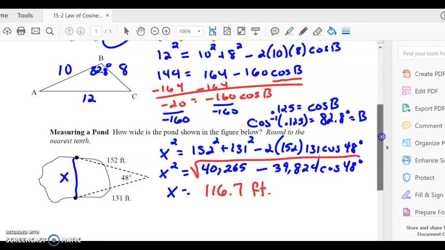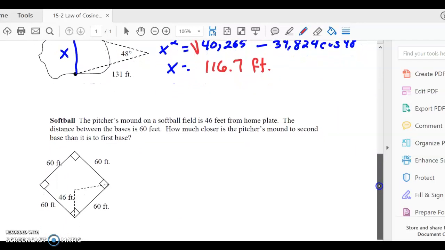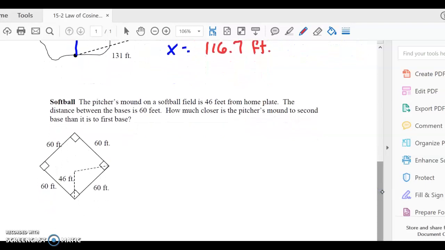Last problem. Softball. Now, don't worry, you're not going to have to know softball or how to play softball, but I just thought this is an interesting question. The pitcher's mound on a softball field is 46 feet from home plate. The distance between the bases is 60 feet. How much closer is the pitcher's mound to second base than it is to first base?